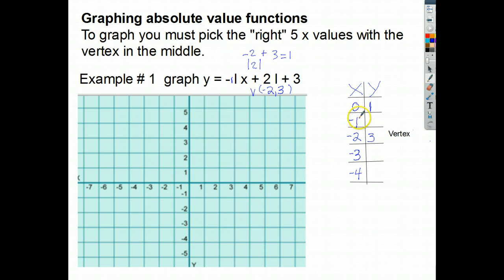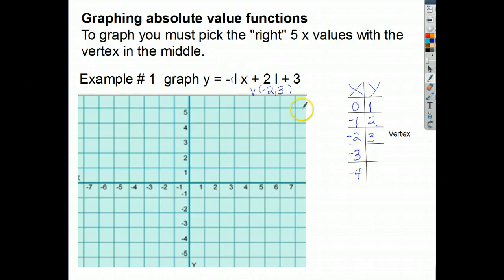All right, let's plug in -1. So we put -1 in here. -1 plus 2 is 1. The absolute value of 1 is 1. Apply the negative and we get -1. And -1 plus 3 is 2. That value is 2. Now we're going to learn something on this first problem. And after we learn it, it's going to be a shortcut, and we're going to be able to use it from now on.